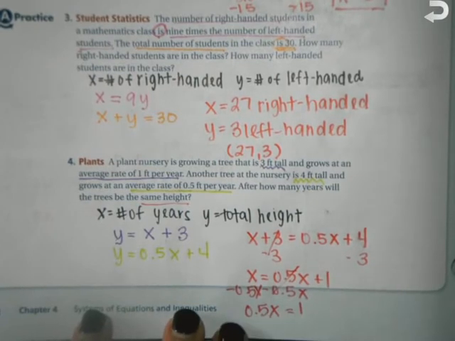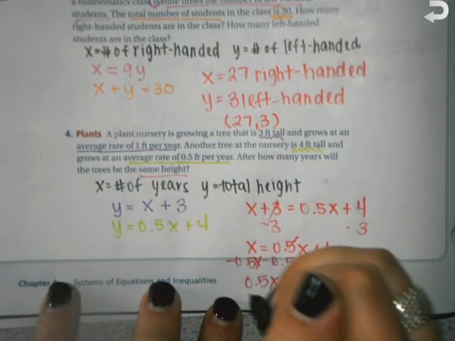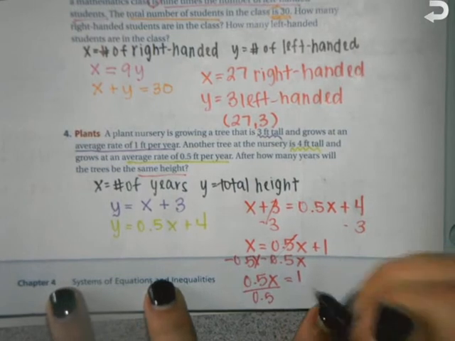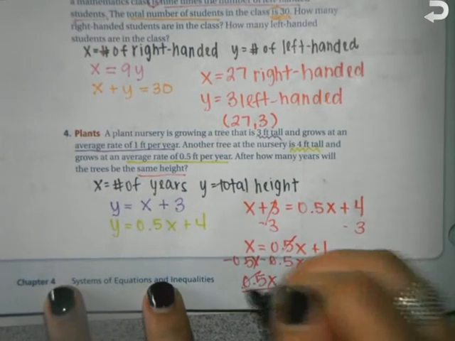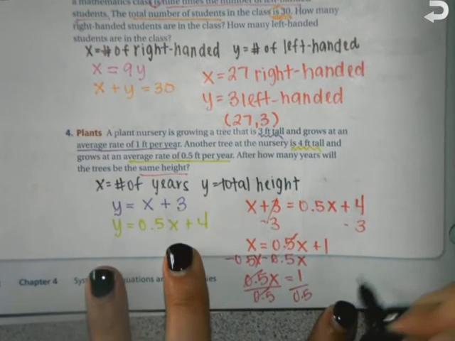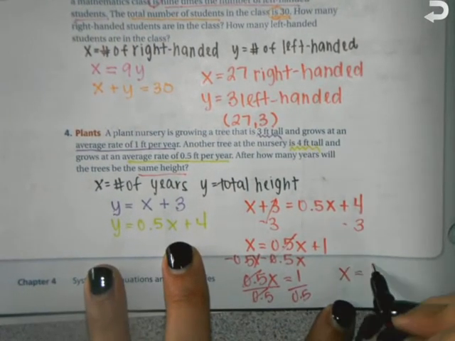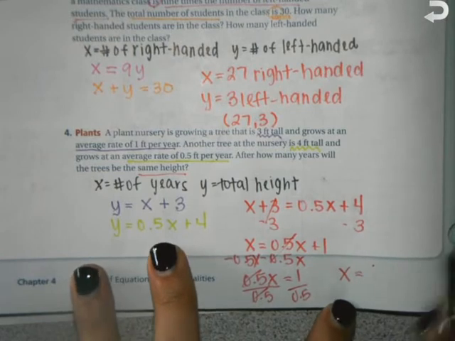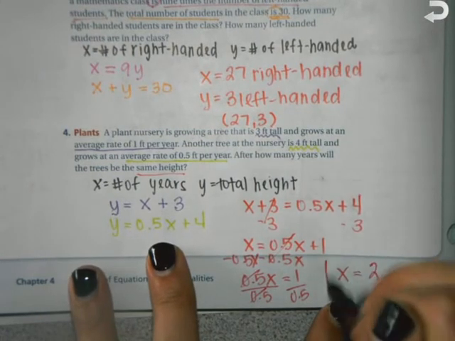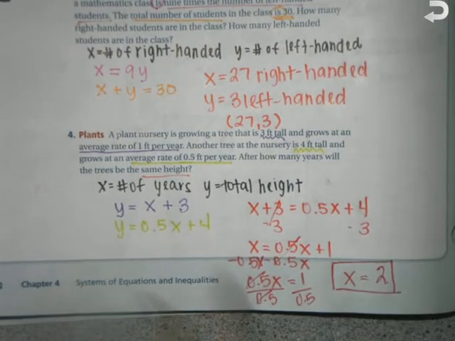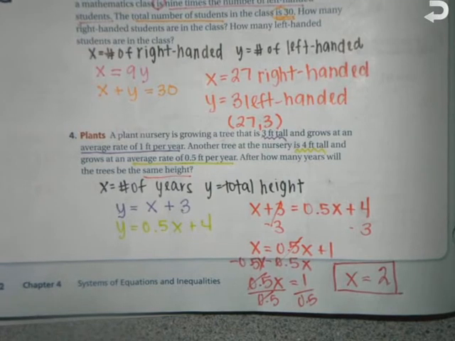And then what do I do? Divide by 0.5. Or 1/2. It's the same thing. So what's 1 divided by 1/2? 1. No. 2. 2. So after 2 years, the trees are exactly the same height. Okay?